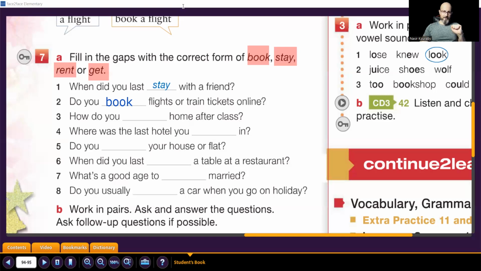So now we will check. Let's see, how do you blank home after class? How do you what? How do you get? Number 4, where was the last hotel? Now we are talking about the past. Where was the last hotel blank in? What do we use? Stay. Very good. But because we are talking about the past, we add ed: stayed in.